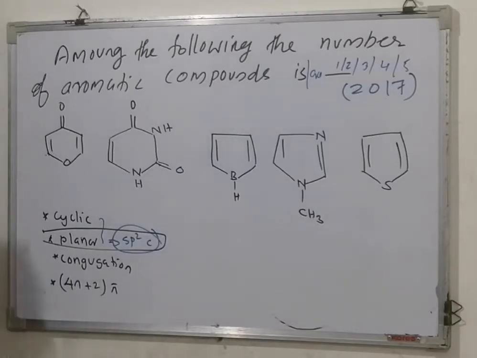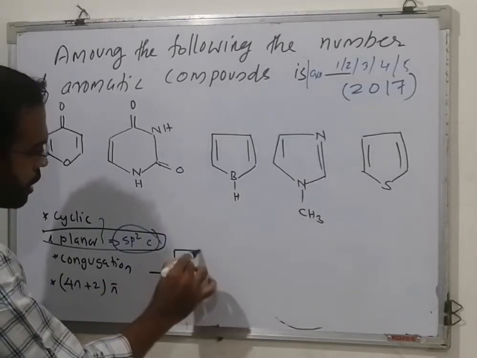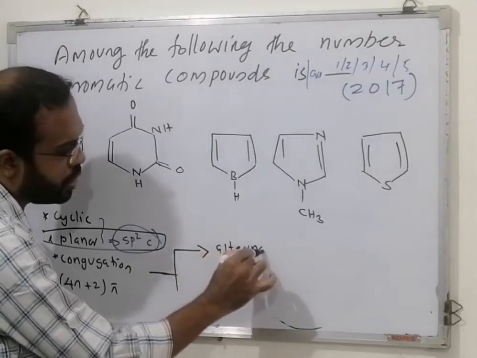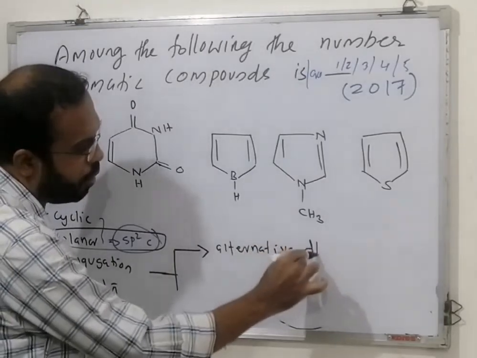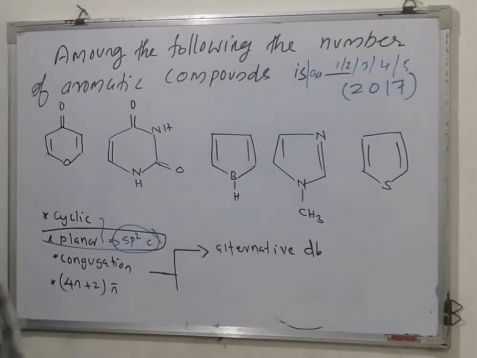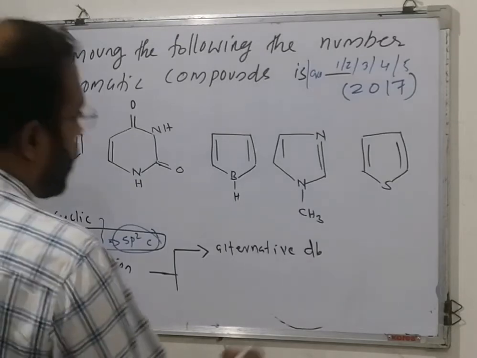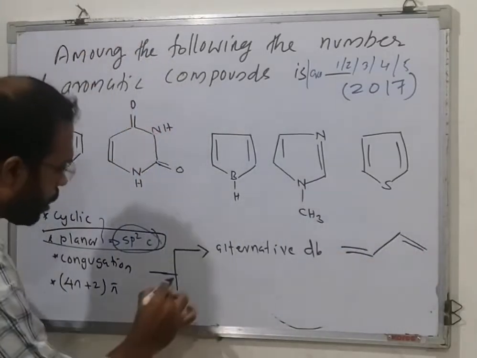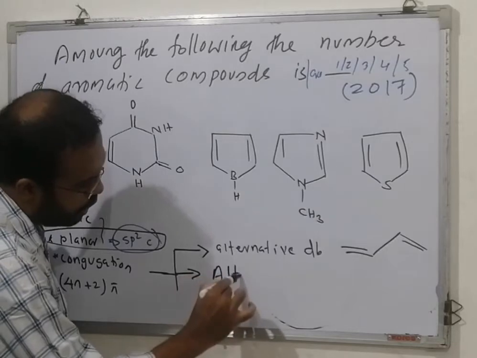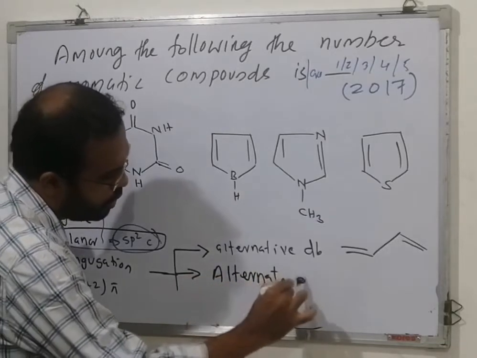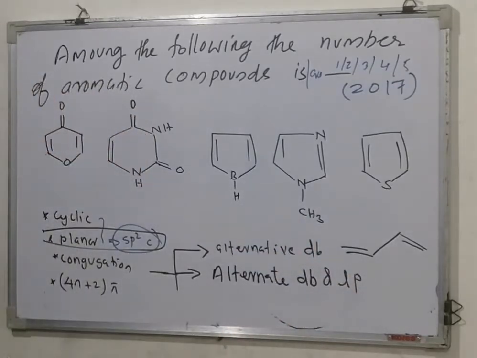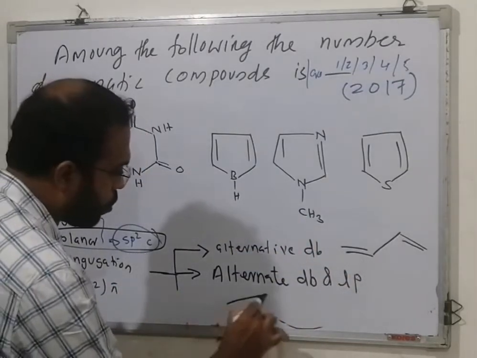Now the conjugation, it requires some details. What is a conjugation? There are different types of conjugation. First is alternate double bonds. Double bonds should be alternate, okay, like this. Or next, alternate double bond and lone pair. That's also conjugation.